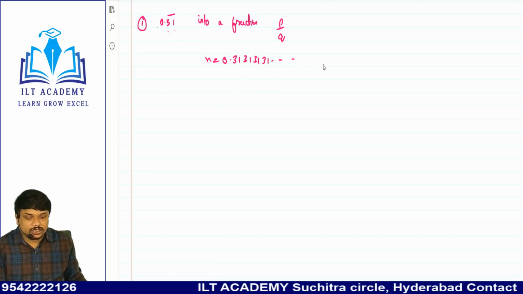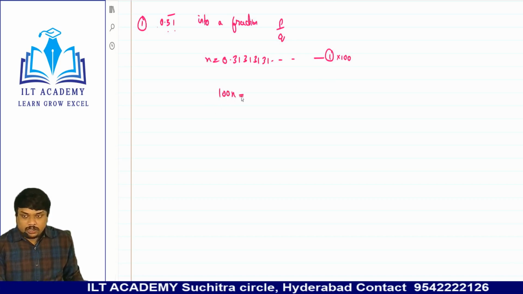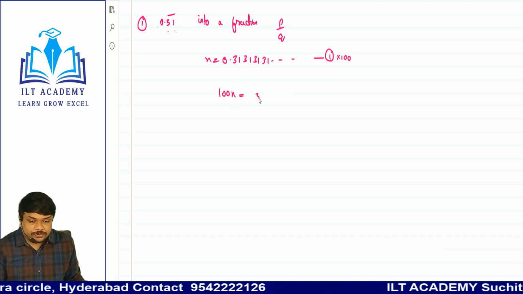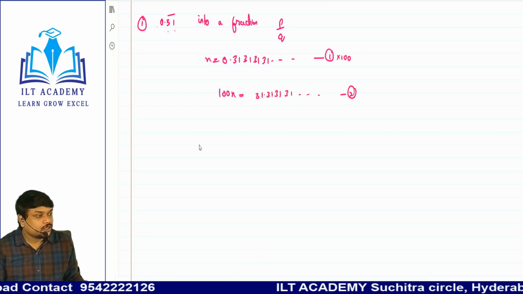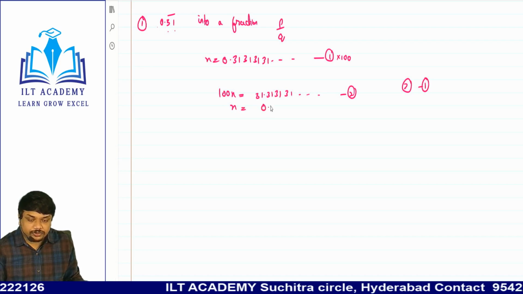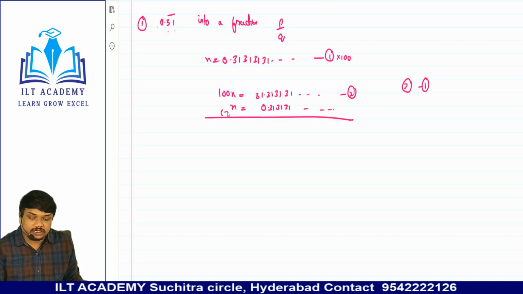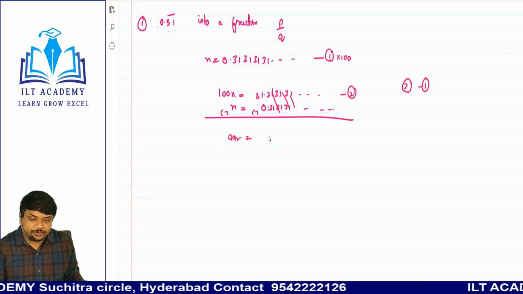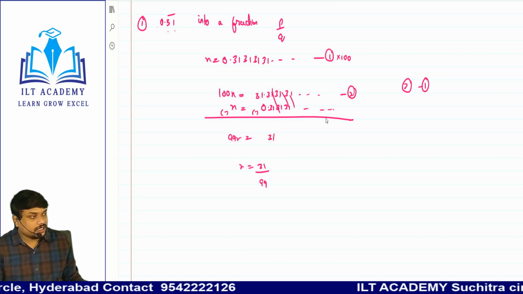2 parts are there. So the first equation you can multiply with what? 100. So you will be getting 31.31, 31, 31 dot. This is your second equation. Now we can do second minus first, which is x is equal to 0.313131 dot. So when we subtract, what happens? Yes, this cancels. So 99 x is equal to 31. So x is equal to 31 by 99.